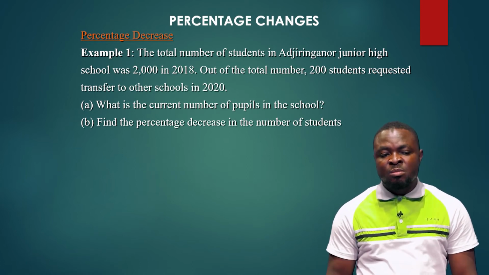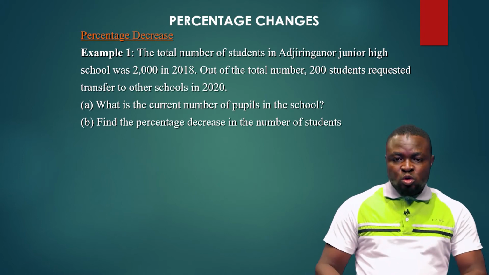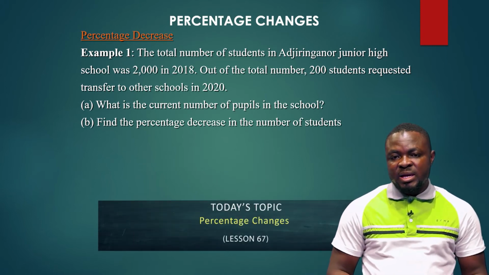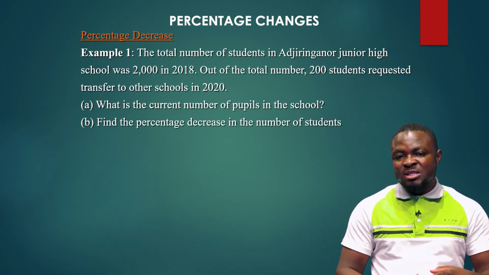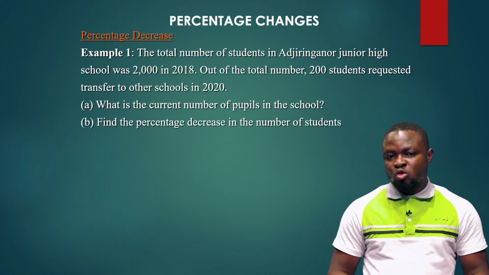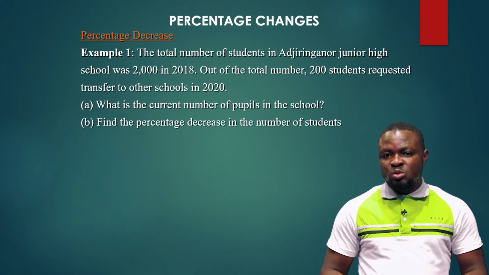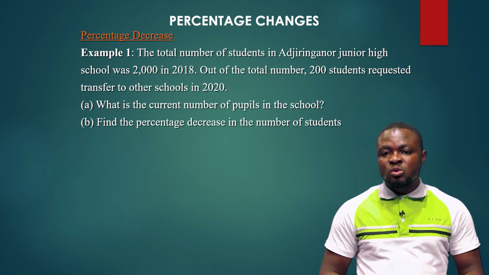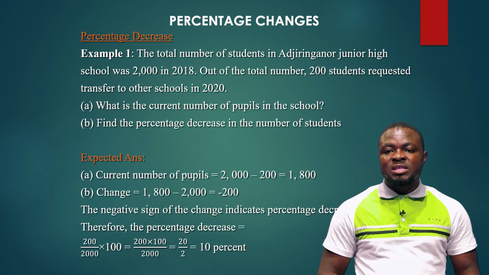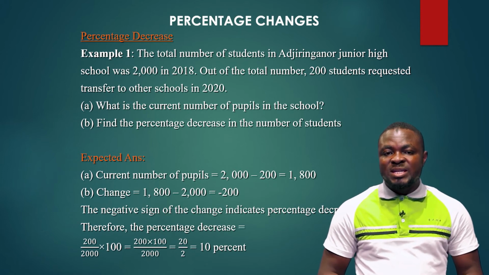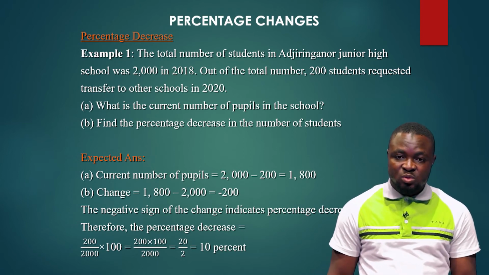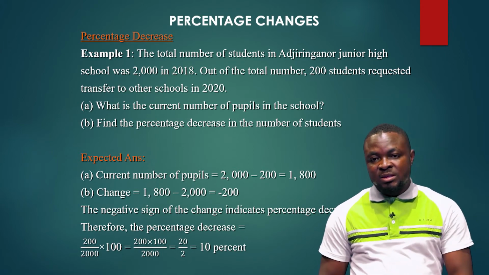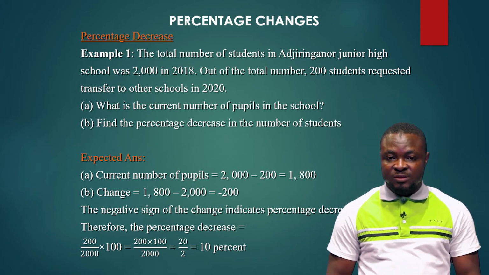It follows the same order. You also strike the difference between the first quantity and the second quantity, but you only use percentage decrease when the margin of change is in the negative. So for instance, we have example 1. The total number of students in Ajiringono Junior High School was 2,000 in 2018. Out of the total number, 200 students requested transfer to other schools in 2020. So the number was 2,000 in 2018, and in 2020, about 200 of them requested transfer.